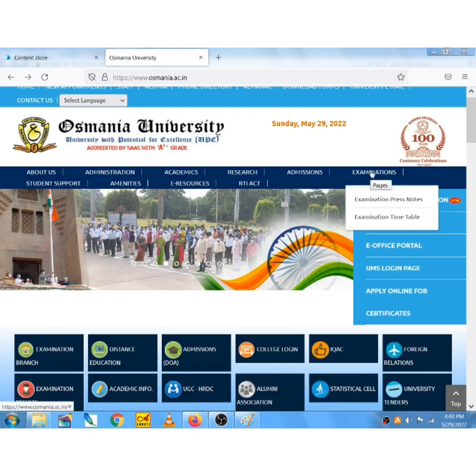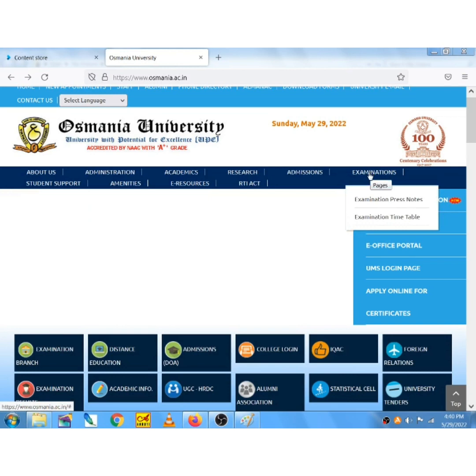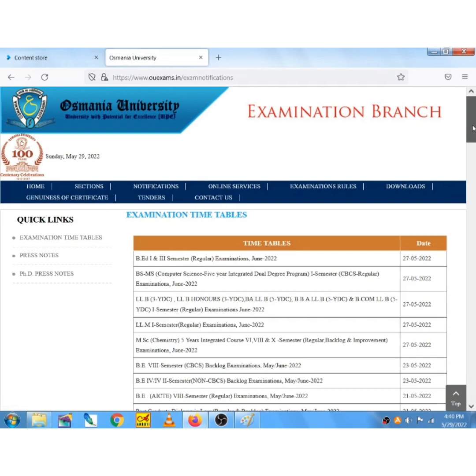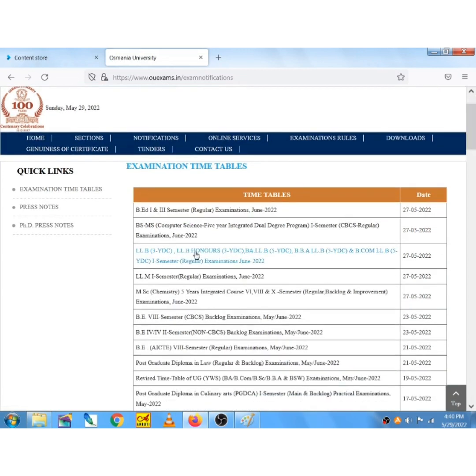So firstly I am here on the Osmania University website where you will be finding the timetable under the examinations tab, and by clicking on examination timetable I'll get the timetables of all exams which are being conducted. So we have the LLB timetable here.